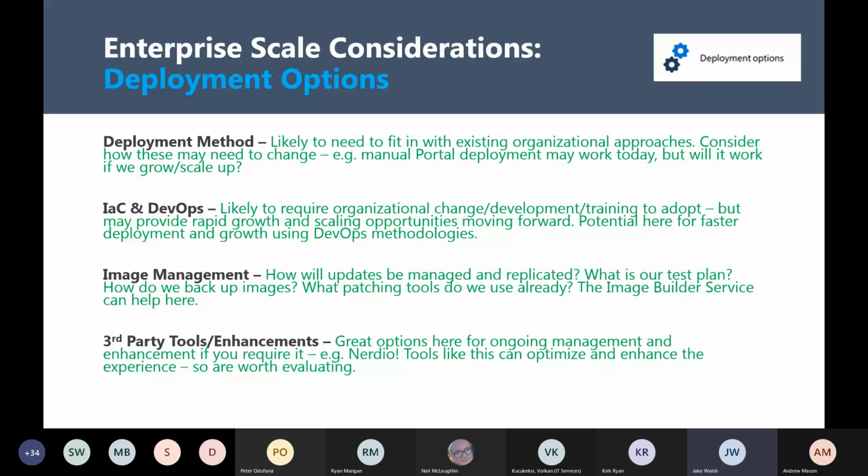I think you couldn't mention deployment options without mentioning third-party tools. So there's some really great options out there for ongoing management and enhancement. Again, Nerdio, I'm sure Neil will be happy to talk to us about that at some point. Worth evaluating and looking into. If you're a business considering Windows Virtual Desktop at scale, or Windows Virtual Desktop full stop, it's worth just looking at those options and seeing if they are going to make life easier for you, and just seeing what they can do for you.